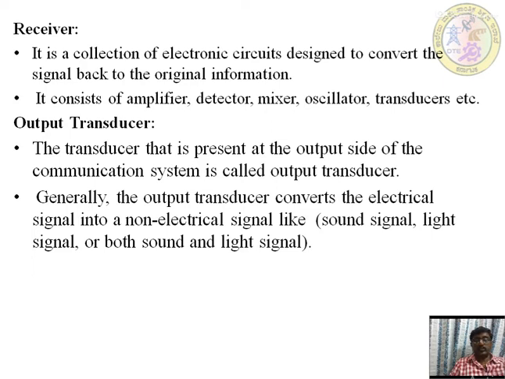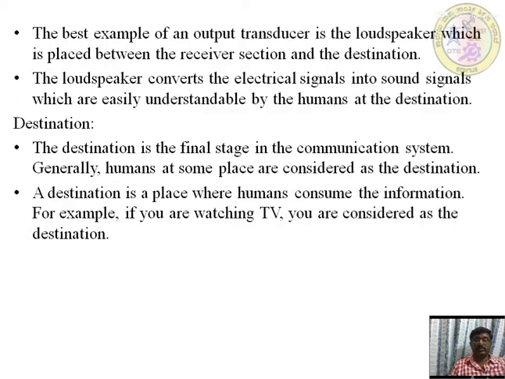Output transducer. The transducer that is present at the output side of the communication system is called the output transducer. Generally, the output transducer converts the electrical signal into non-electrical signals like sound or light signals. So there are two different transducers, the input transducer and the output transducer. The best example of an output transducer is the loudspeaker, which is placed between the receiver section and the destination. The loudspeaker converts the electrical signal into a sound signal, which is easily understandable by humans at the destination.